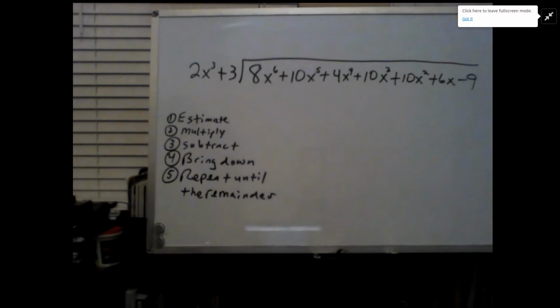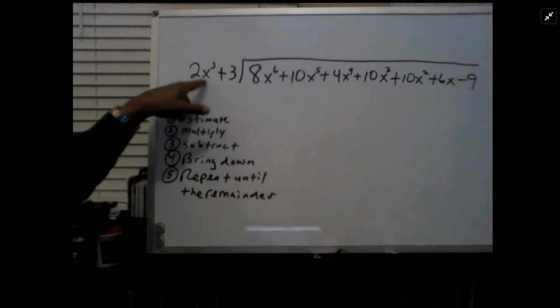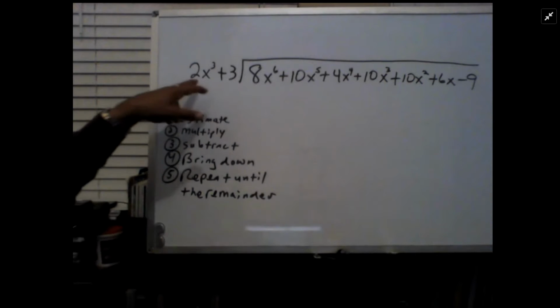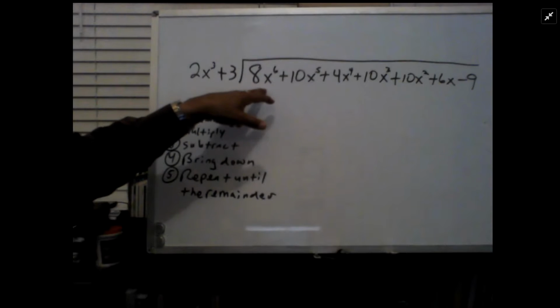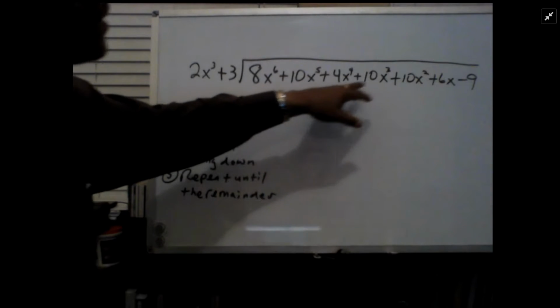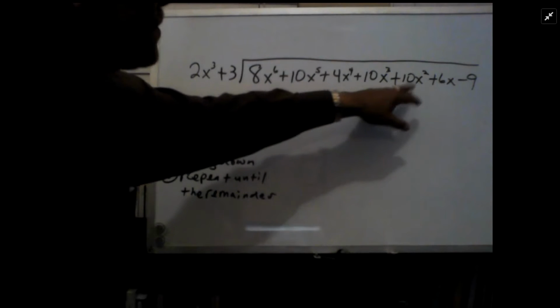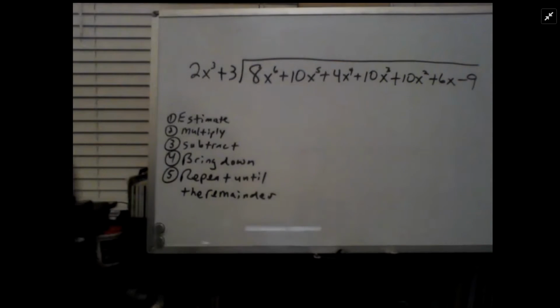This is a division problem. It has to be long division, by the way, because we can't do synthetic division with this type of divisor. It is 2x to the third plus 3 divided into 8x to the 6th plus 10x to the 5th plus 4x to the 4th plus 10x to the third plus 10x to the second plus 6x. The person only put a 6 on there, but I know they meant 6x minus 9.